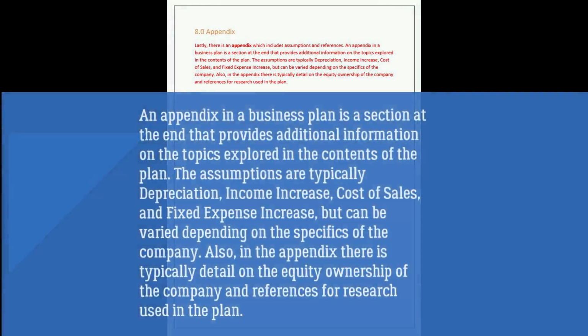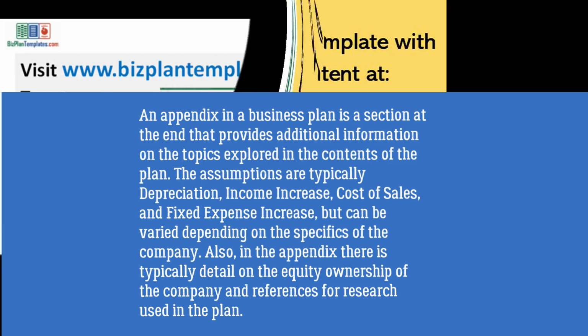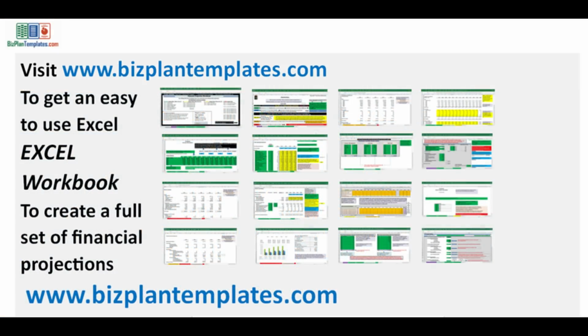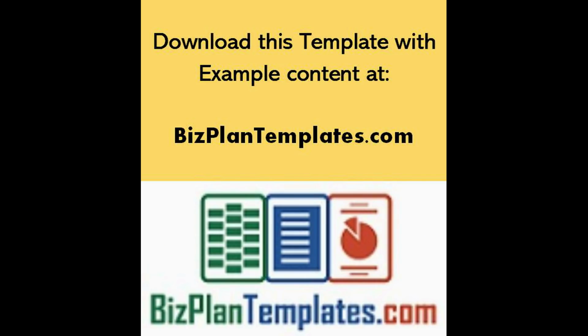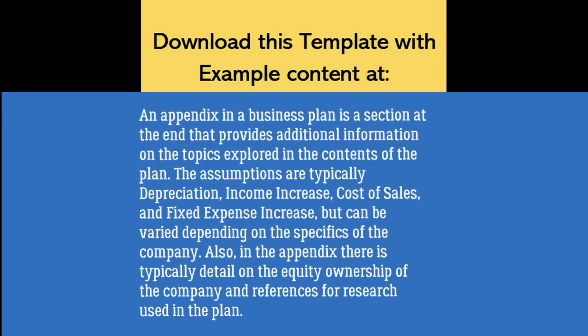Appendix, Tutorial, and Instructions. Lastly, there is an appendix which includes assumptions and references. An appendix in a business plan is a section at the end that provides additional information on the topics explored in the contents of the plan. The assumptions are typically depreciation, income increase, cost of sales, and fixed expense increase, but can be varied depending on the specifics of the company.